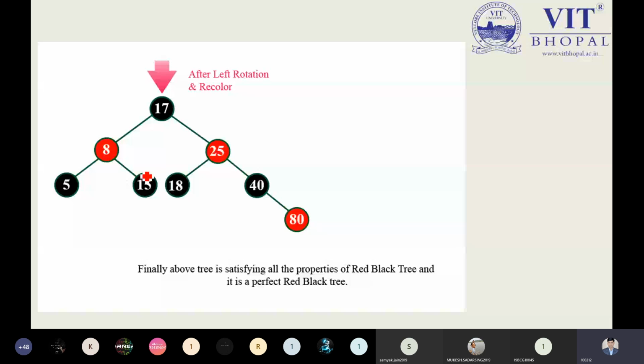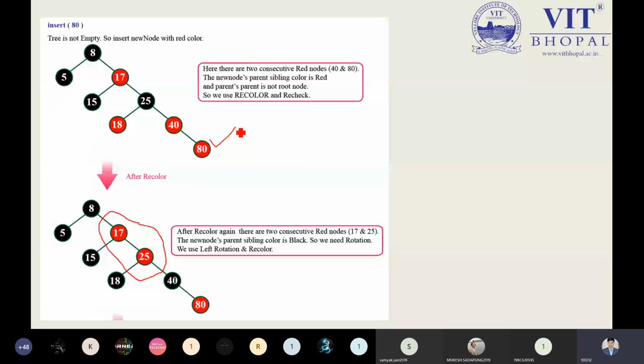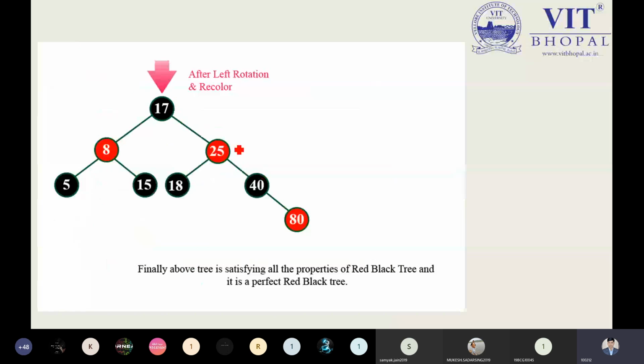So after adding the 80, 80 will come over here without any doubt. So here we have the consecutive two, and then 40 will come over here, 25 will come over here, and we need to see all this part. So there is no colorization over here. So now 25 will come over here, 40 will come over, 17 will come over here. So we will see all these properties.